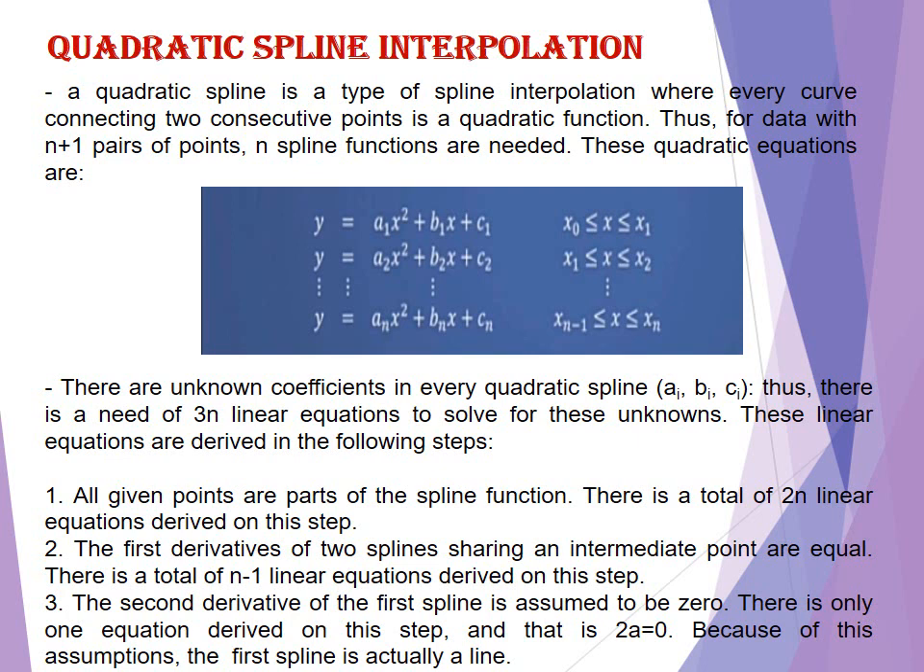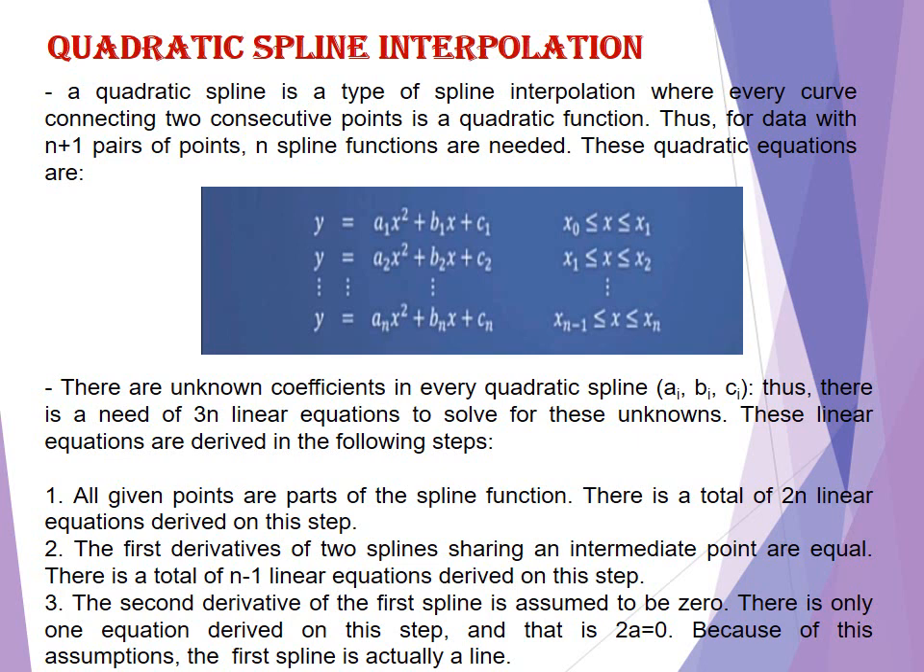For every equation, there are three unknowns, which are a sub i, b sub i, c sub i. Thus, there is a need for three linear equations to solve for these unknowns. These linear equations are derived from the following. So, however many equations there are, just multiply it by 3. So there are 3 here, times 3 which is 9.